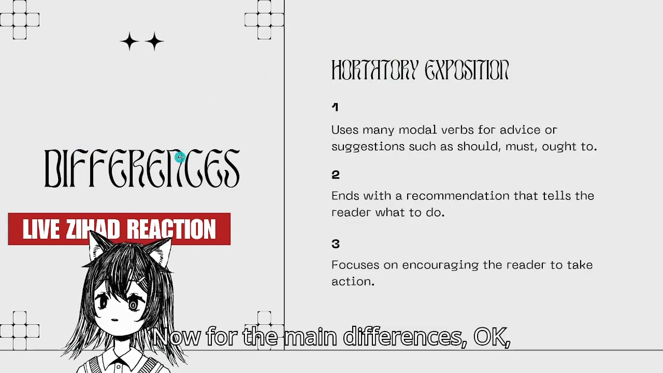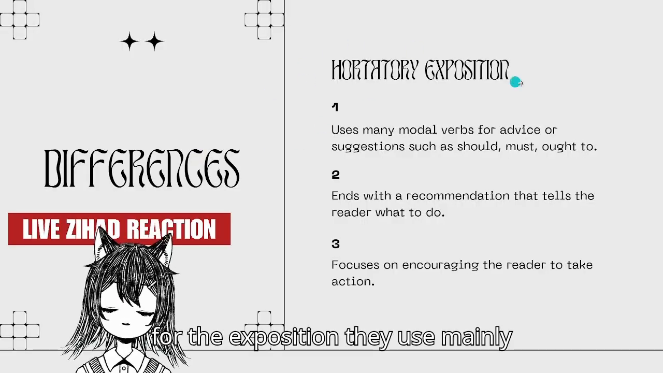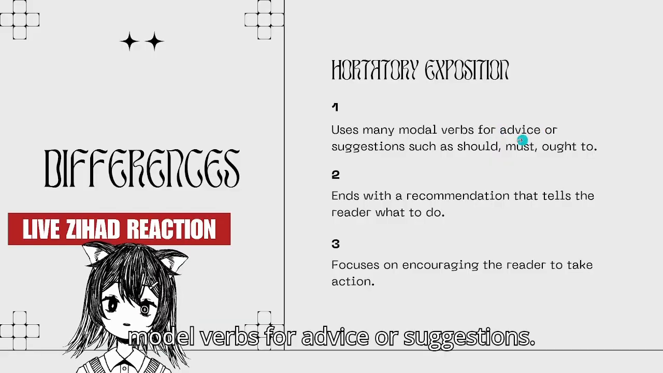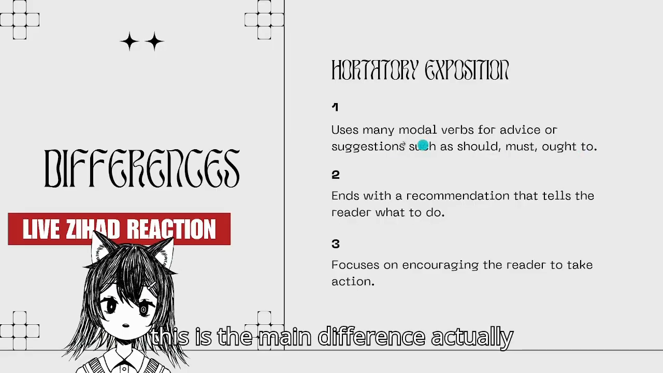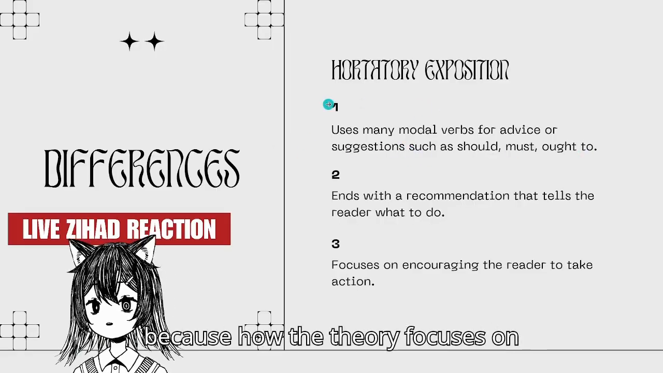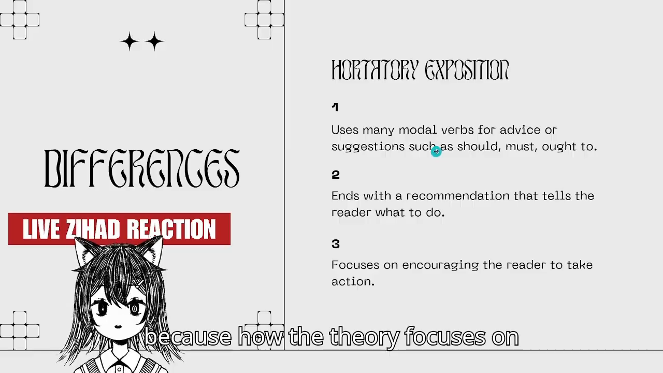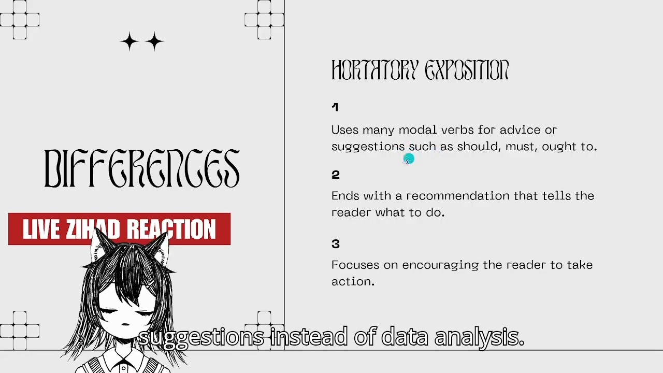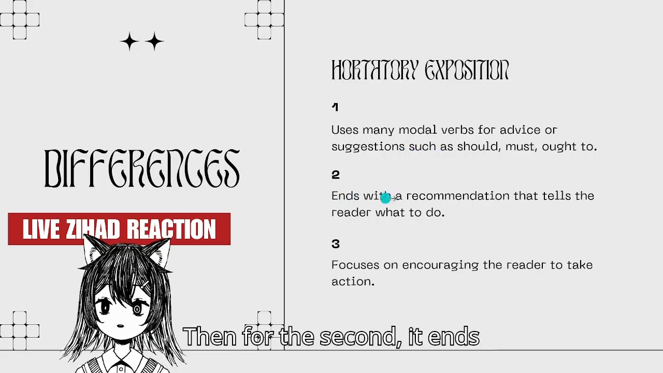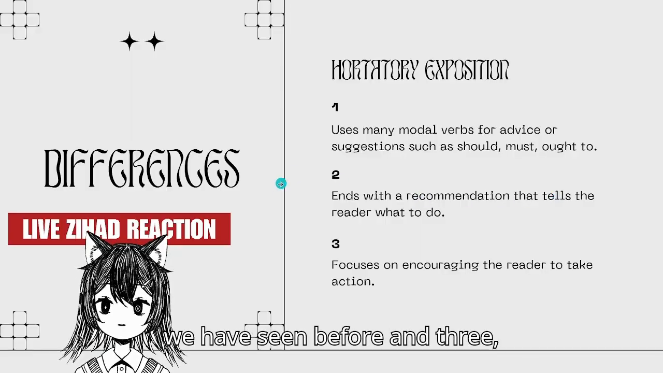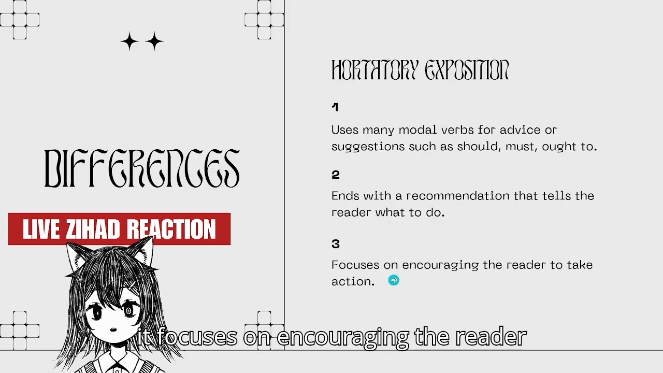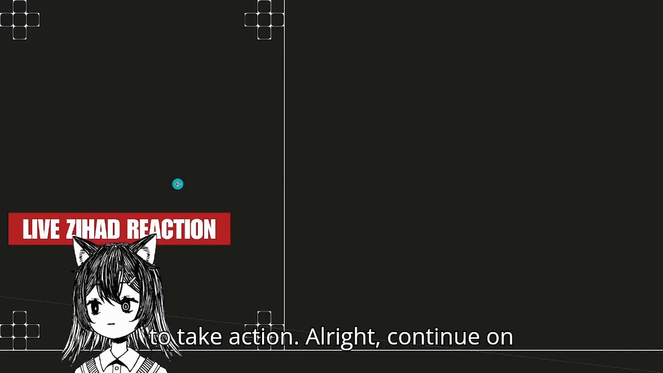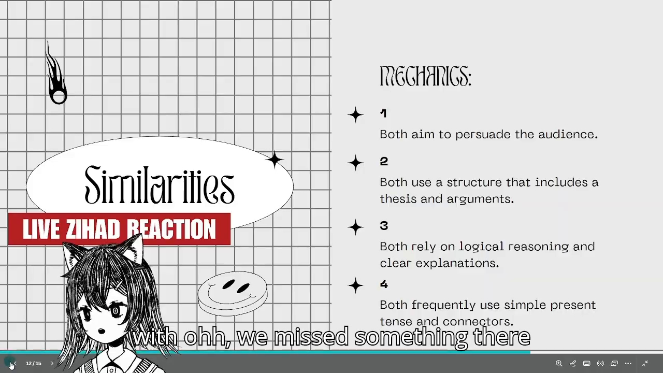Now for the main differences. For the hortatory exposition, they mainly use modal verbs for advice or suggestions such as should, must, and ought to. This is the main difference, because hortatory focuses on suggestions instead of data analysis. Second, it ends with a recommendation like I've shown before, and third, it focuses on encouraging the reader to take action.